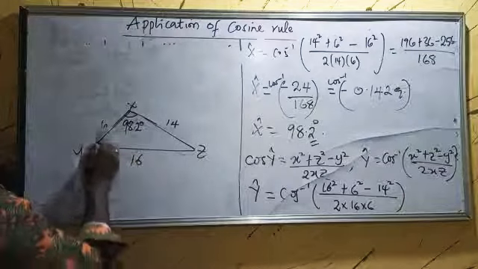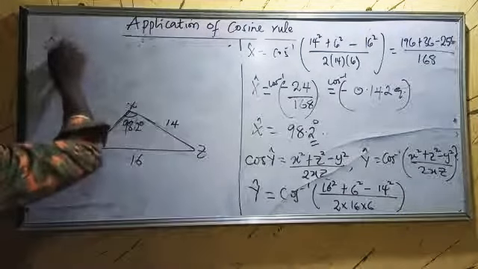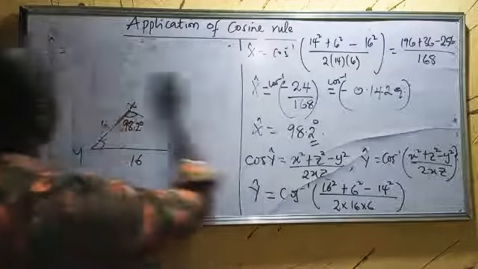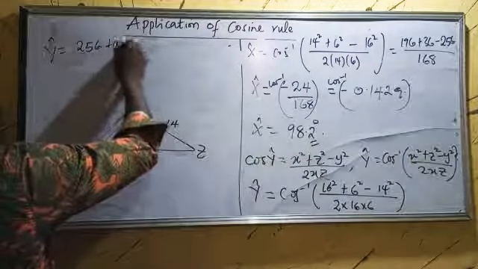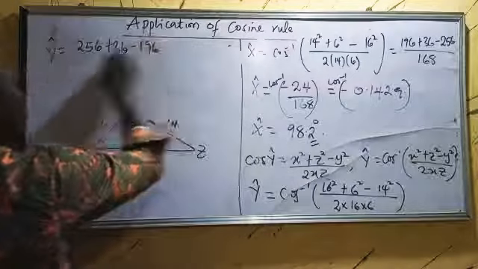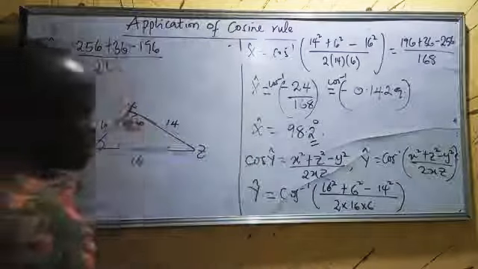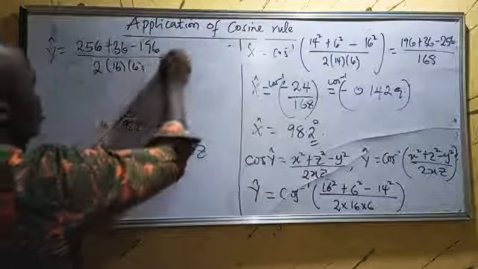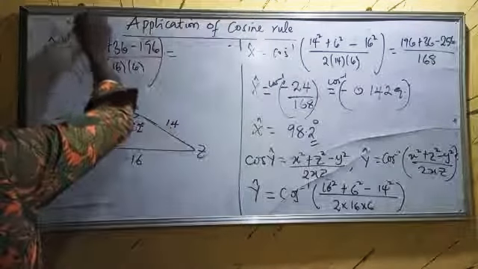I have 16. So we have this. So now from there, we solve further. We have this to be equal to 16 squared. 16 squared is the same thing as 256. Then plus 36 minus 14 squared, which is the same thing as 196, over 2 multiplied by 16 times 6. So I'll be having, don't calculate our cos inverse.